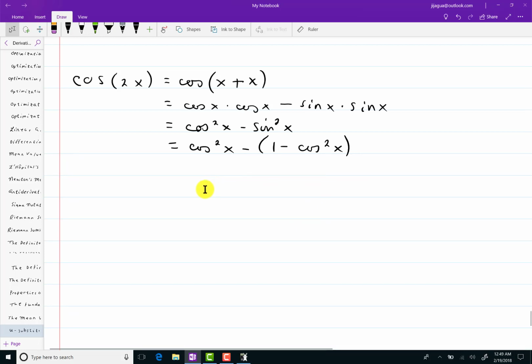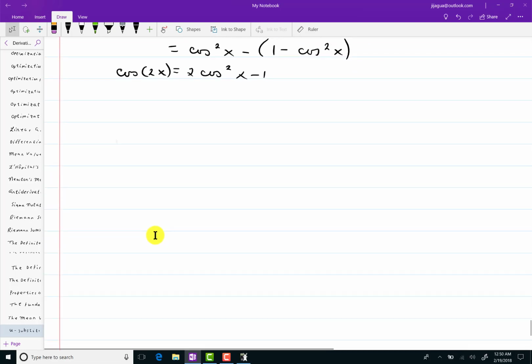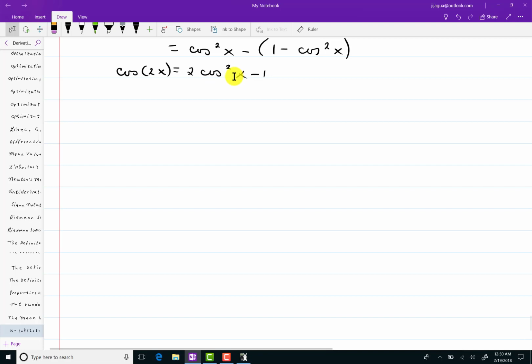Alright, and then I'll do a little simplifying. Notice that I'll get 2 cosine squared of x minus 1. Now let me go back up here where it says it equals cosine of 2x. I'm going to solve for cosine squared, not cosine of x, just cosine squared. So I'm going to add 1 and divide by 2. So I will get cosine squared of x equals (1 plus cosine 2x) over 2.